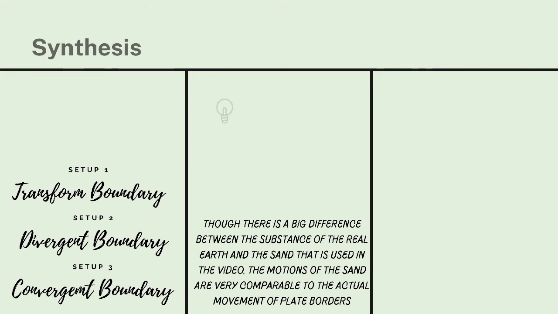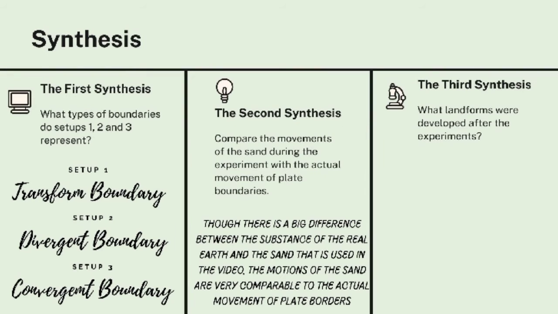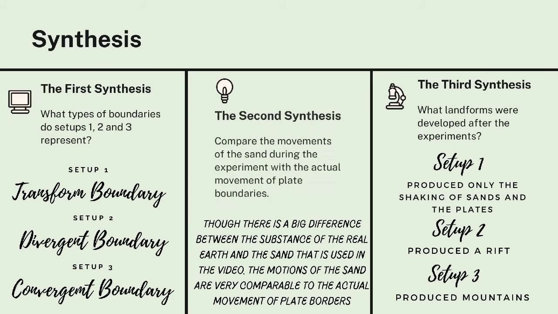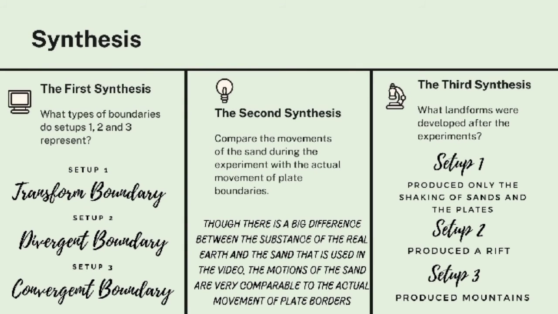Our second synthesis: though there is a big difference between the substance of the real earth and the sand that is used in the video, the motions of the sand are very comparable to the actual movement of plate borders. Our third synthesis: on setup 1, the transform boundary produced only the shaking of sands and the plates. Setup 2, the divergent boundary, produced a rift. Lastly, setup number 3, the convergent boundary, produced mountains.